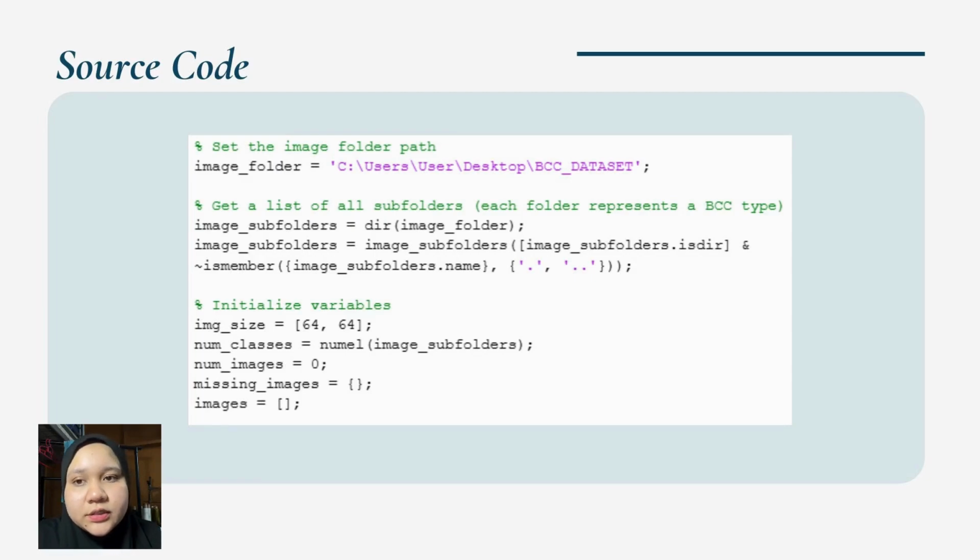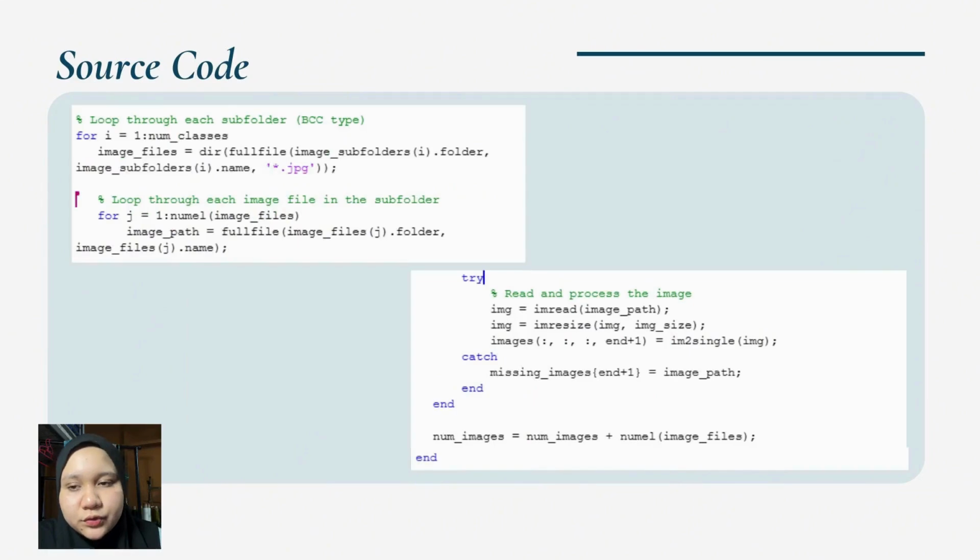Next, we will load all the subfolders from the main folder, each representing a different BCC type. Next, we will initialize the variable image size, which is set to 64 pixels. Next, number of classes, the total number of BCC folders. Next, images, an array to store all the processed images. And lastly, missing images, a list to store the paths of images that fail to load.